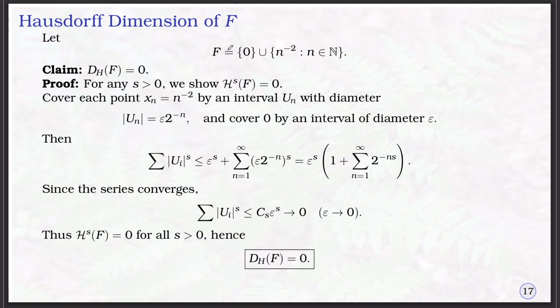Let us take E equals 0 union 1 over n power 2 for n belongs to N.